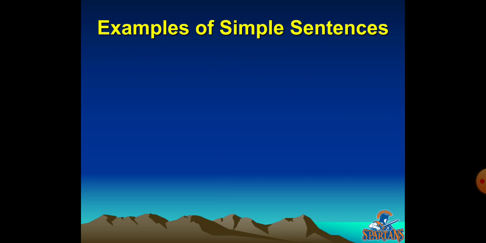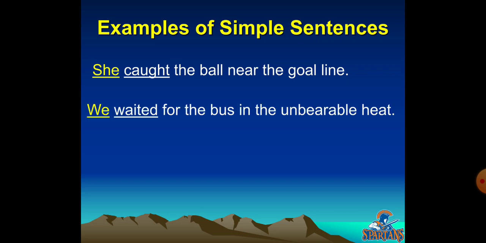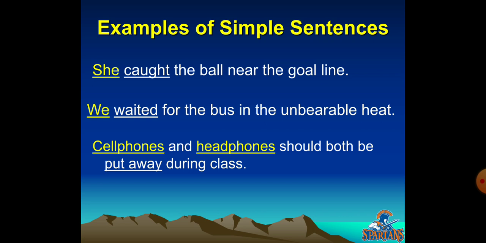Examples of simple sentence: she caught the ball near the goal line. In this sentence, as you can see, the subject is she, the verb is caught. It's a simple sentence because it has a subject and a verb, and it makes a complete sense. We waited for the bus in the unbearable heat. This is another example of a simple sentence. The third example of simple sentence: cell phones and headphones should both be put away during class. As you can see, this sentence has a compound subject and it's still a simple sentence.